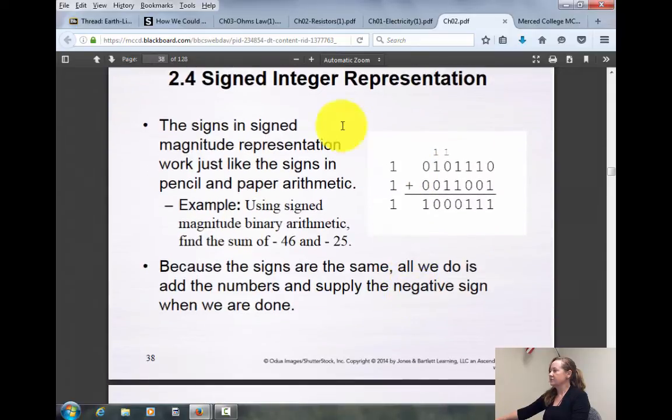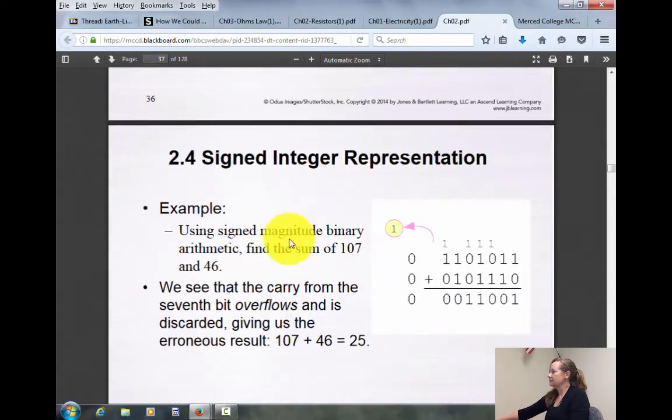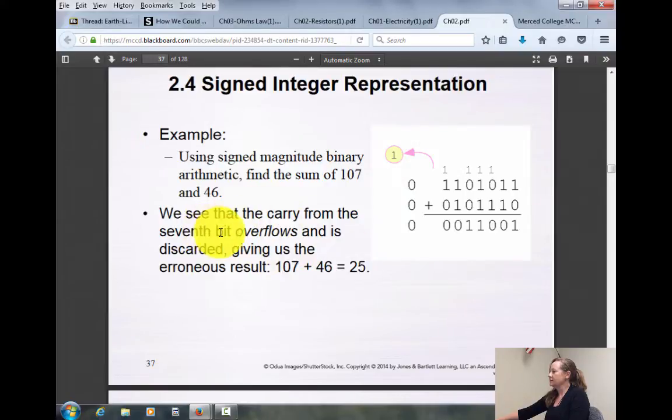So the signs in signed magnitude representation work just like the signs in pencil and paper arithmetic. Oh, they don't tell you how they get rid of this. There's a technique that they use to get rid of this bit, this overflow bit. But they didn't go over that in this slide here. So they just say, hey, your overflow is discarded, and then you get the wrong answer. So there has to be another technique for utilizing or changing this sign bit, right? Or this overflow bit.